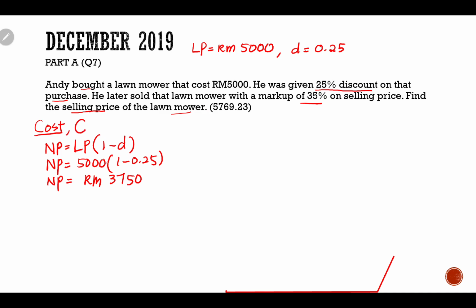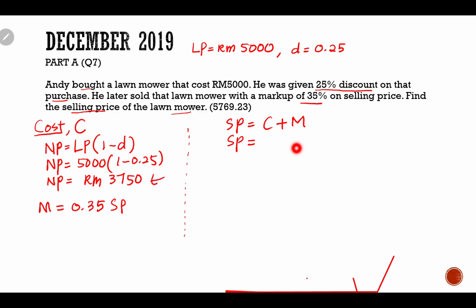Once you have the cost, what about the markup? Given that the markup equals 0.35 based on selling price. Now we are going to calculate the selling price using the formula: selling price equals cost plus markup. So here, the selling price is not given, so you can write selling price, and then the cost we have is 3,750 ringgit plus the markup 0.35 of the selling price.